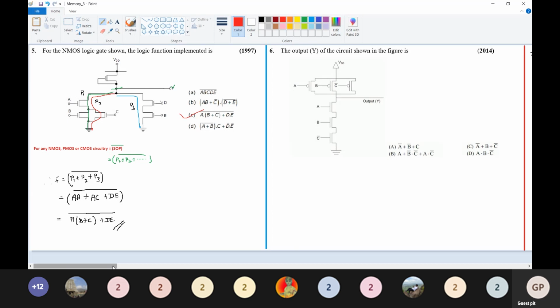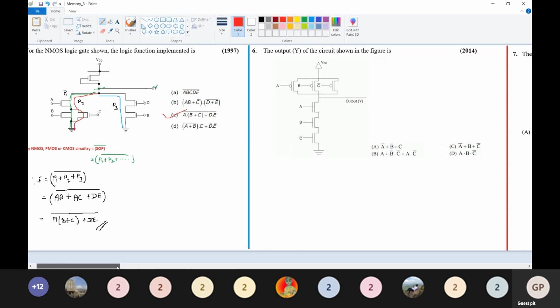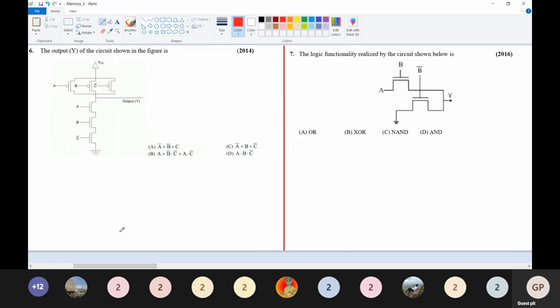Moving to the next question. The output Y of the circuit shown in the figure. Almost the same model. As we already discussed, we are going to write the SOP expression in complemented form with respect to the output terminal to ground.